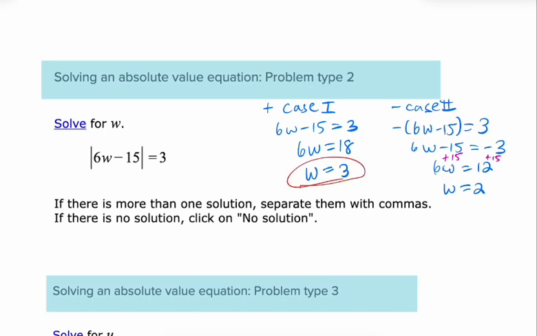So that one worked. Now let's plug in 2. 6 times 2 is 12. Minus 15 is negative 3, but the absolute value of that is 3. So that one works too.